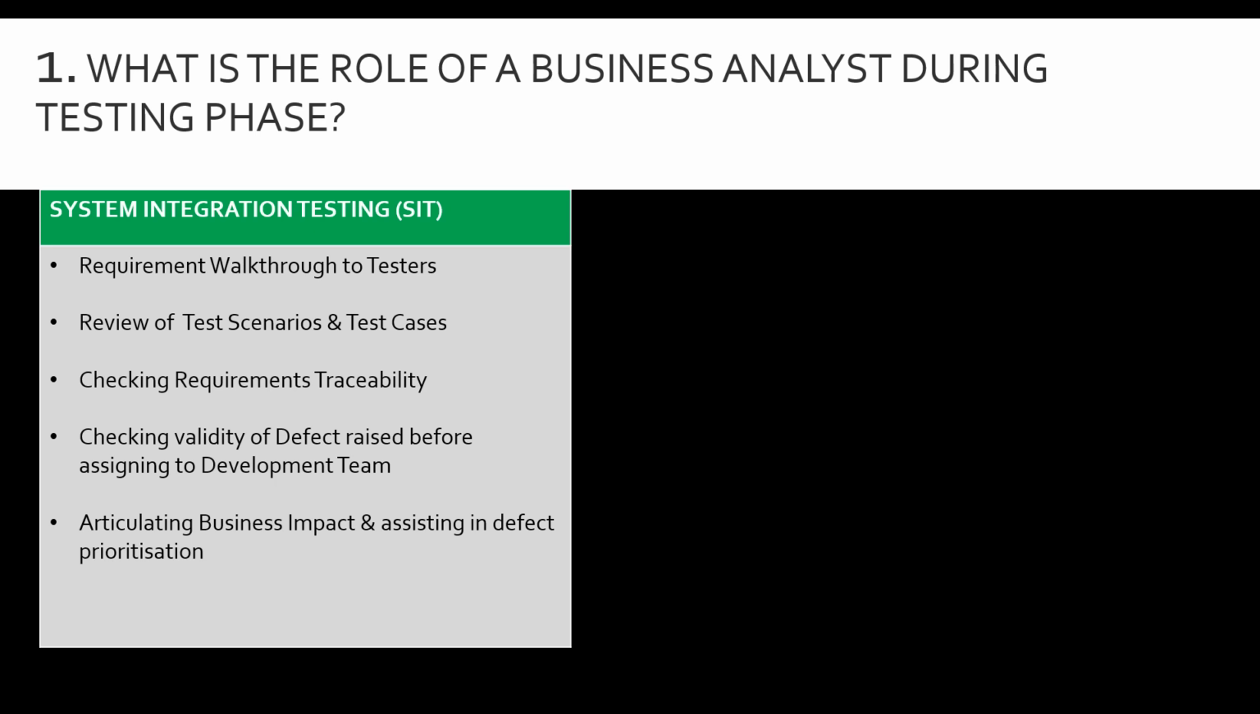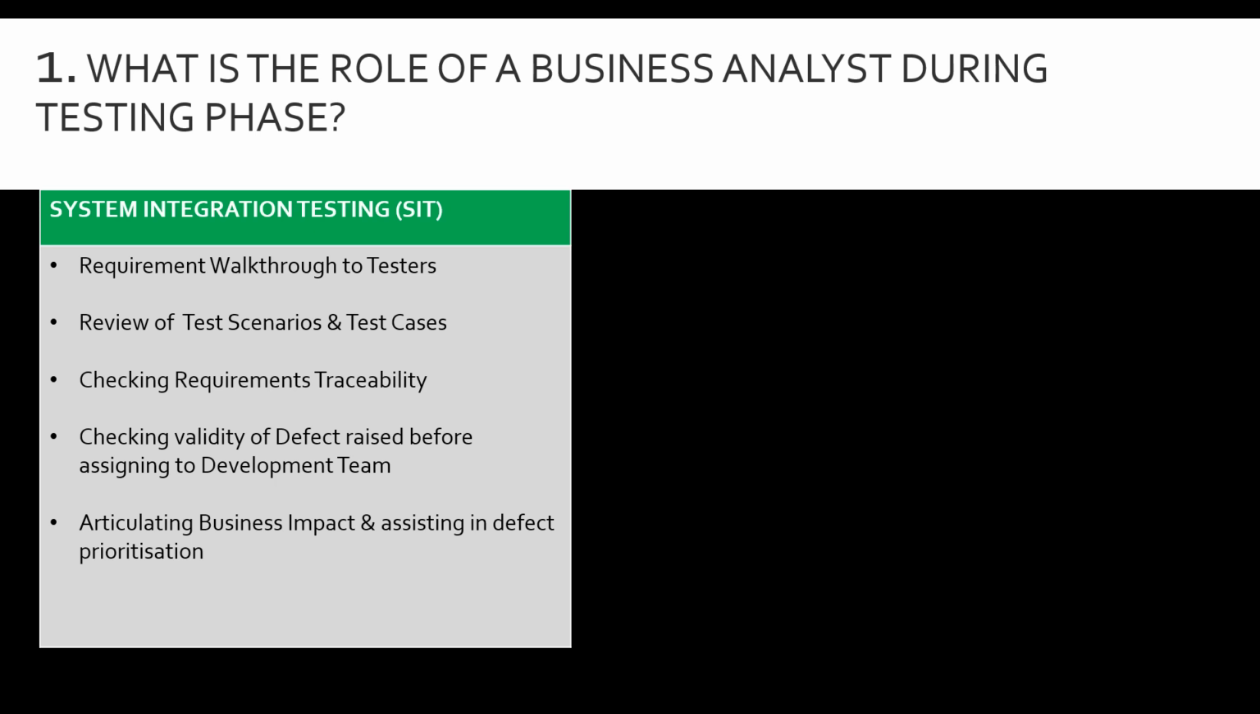If it is an invalid defect, like an invalid scenario, or the testers might not have understood it correctly, then it can be rejected by the business analyst then and there, so that the time of the development team is not wasted. So it's like a defect triage. It's done by the business analyst.